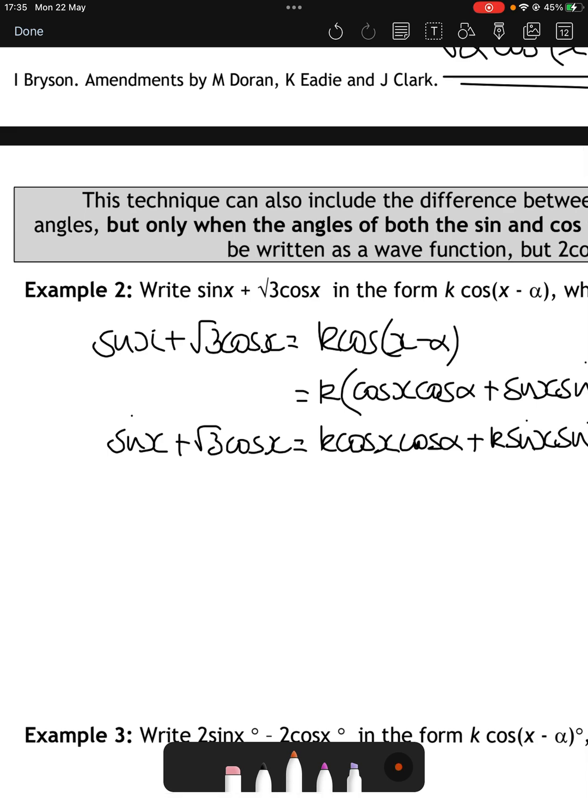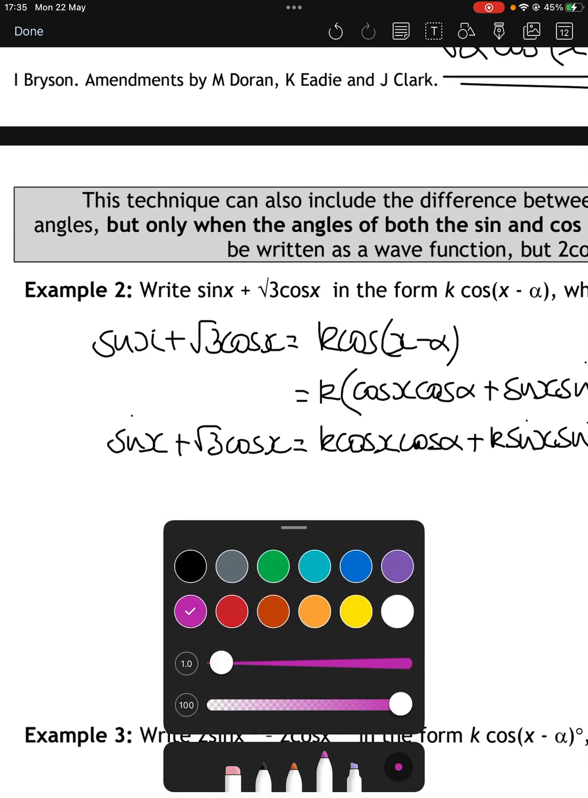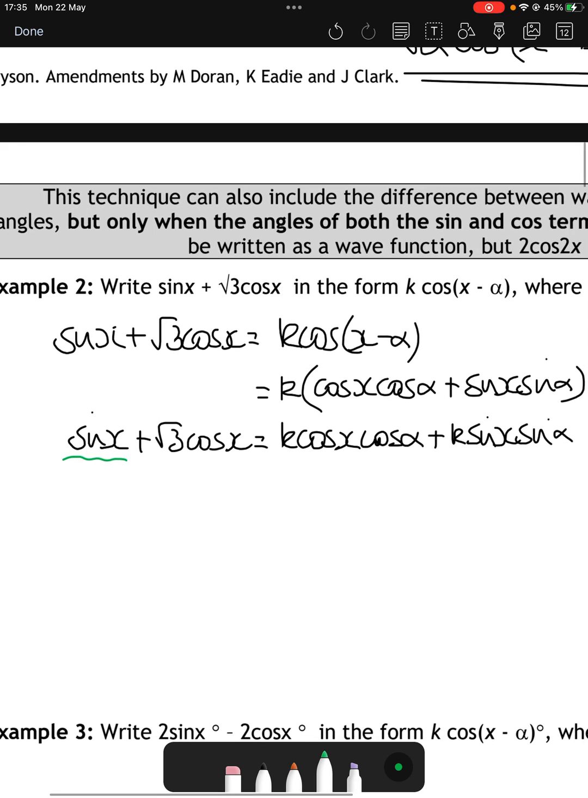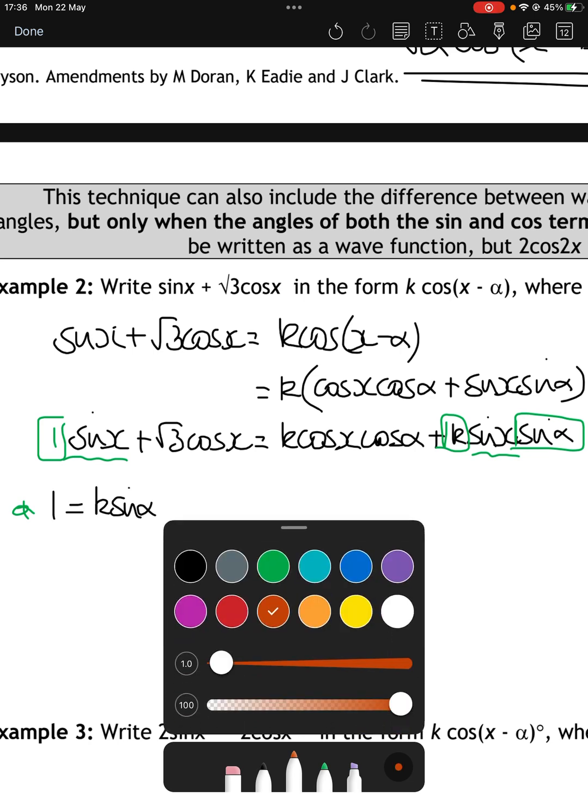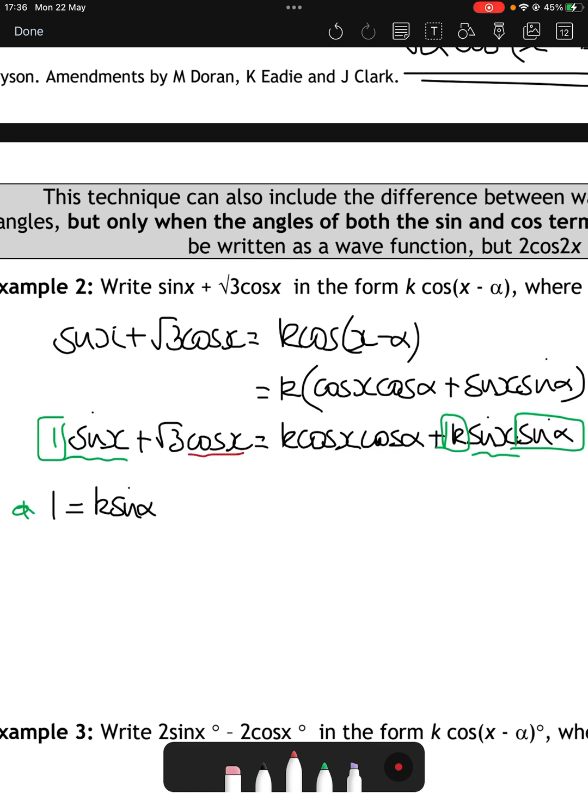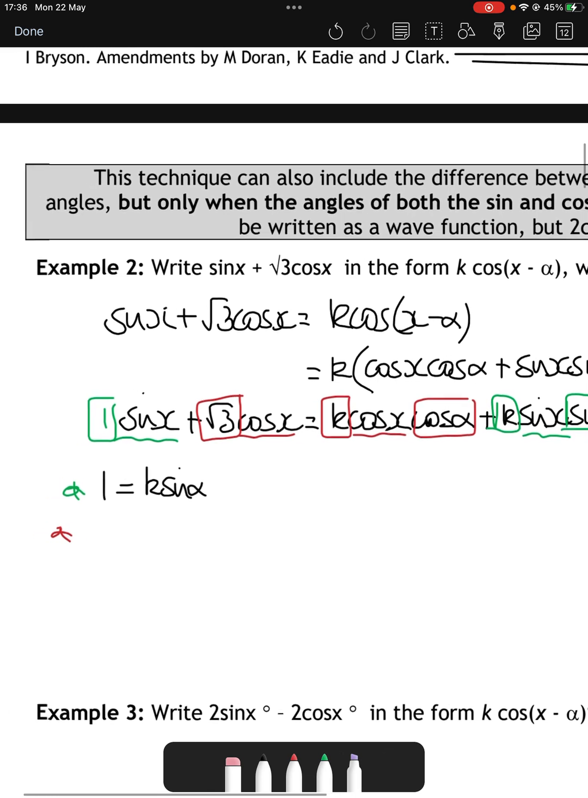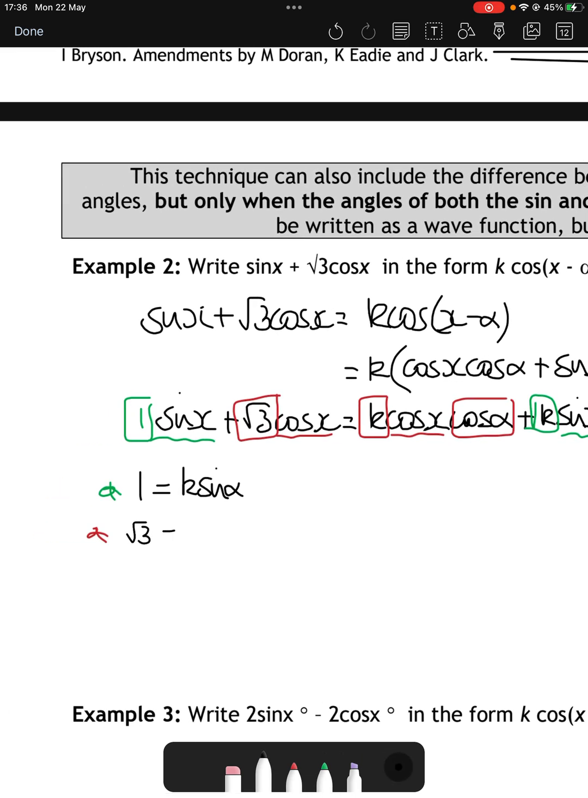So we're going to look at the sine x's. So sine x, where's the other sine x? It is there. Right, now there's no number there, so I'm going to put a 1 around it. So that 1 is the same as what's in front of the sine x. So we say 1 equals k sine alpha. And we're going to do the same with the, let's go red, the cos x's. Cos x, cos x. We have a root 3 this time. So we have root 3 equals k cos alpha.